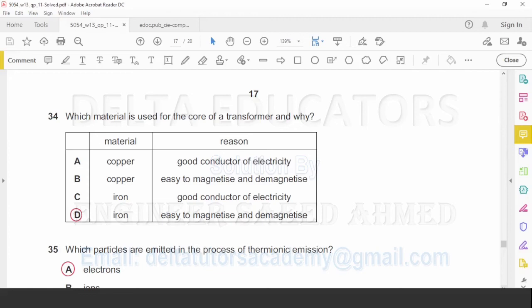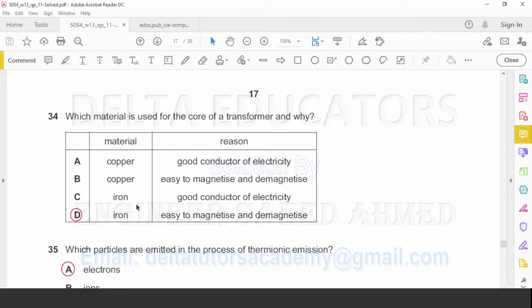Now we check the options. In option A for material, it is given copper. Again in option B for the material, it is given copper. A and B are not the possible options because copper is not a magnetic material. Now we check C and D. In C and D we have iron. So possible options are C and D, because iron is a magnetic material.